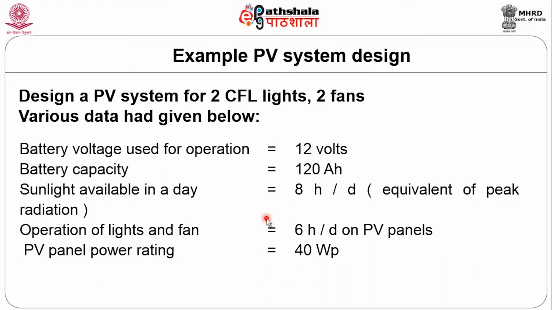And here is the design of a solar PV system for 2 CFL lights and 2 fans for a particular home application. Various data are given below. Battery voltage used for operation is about 12 volts, and battery capacity 120 ampere hours. Sunlight available in a day is 8 hours per day, equivalent of peak radiation. Operation of lights and fans is 6 hours per day on PV panels. PV panel power rating is about 40 watts.